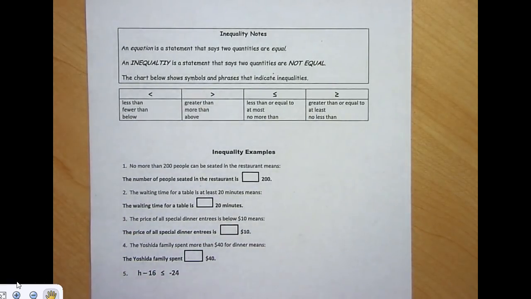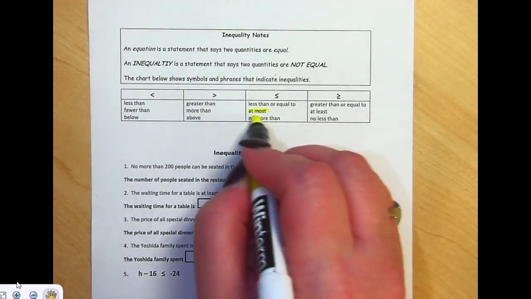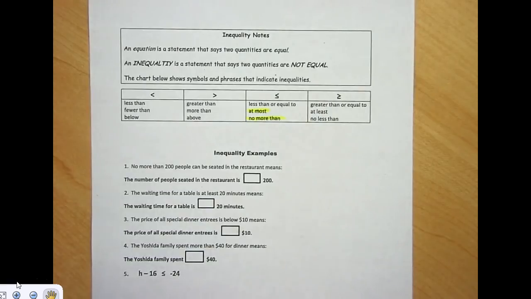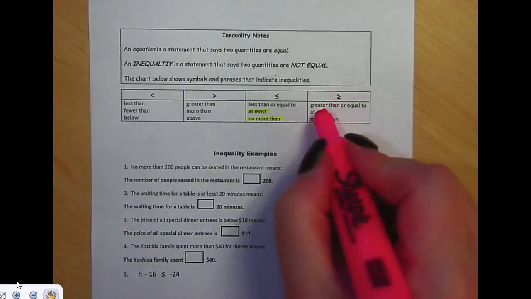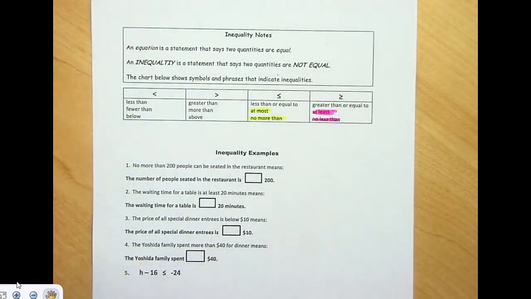Less than or equal to, these are the difficult ones. At most and no more than. If you see those, that's a less than or equal to. Greater than or equal to, that one's pretty easy, but if you see the words at least or no less than, that means greater than or equal to. These are the hard ones. As we're going through warm-ups and doing word problems, you may need to reflect back to this page. So let's do these examples.